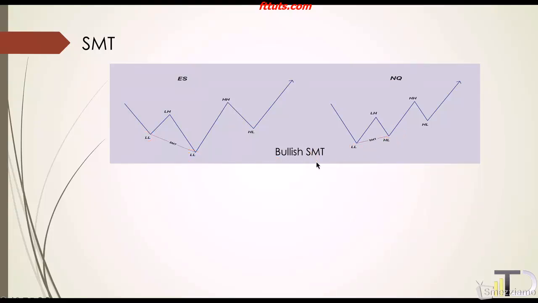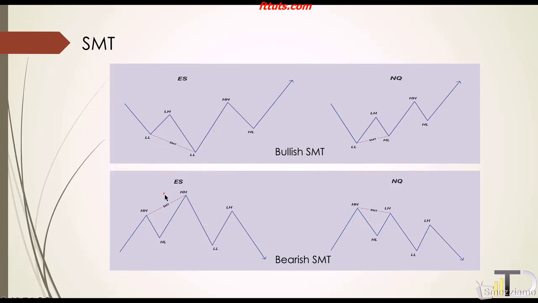Now let's look at a bearish SMT. Now ES, NQ, if you look at here, the ES has made a higher high here, right? Whereas at the same time, NQ has made a lower high. So you see here how there is a crack in correlation between these two right here. And this is where the SMT is. And this is what a bearish SMT is.